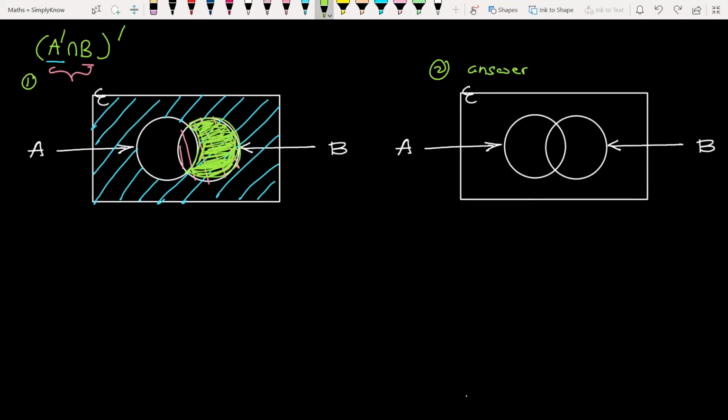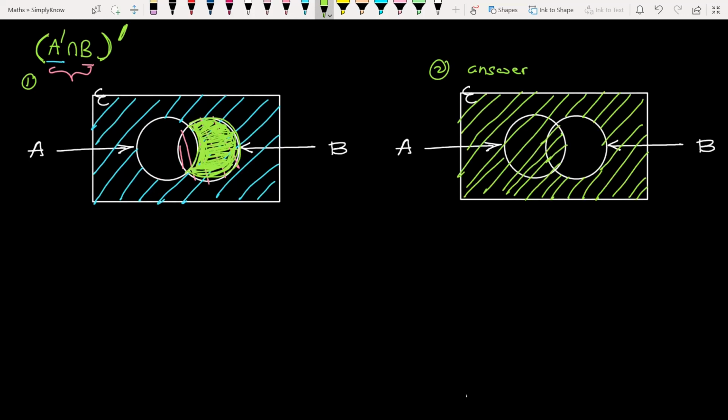Now is this our answer? No. Because we need to find the complement of this region. The region that is shaded twice. Now we need to shade everything except this region that is shaded twice. So except this region, I'm going to shade the other region. So this is our final answer.